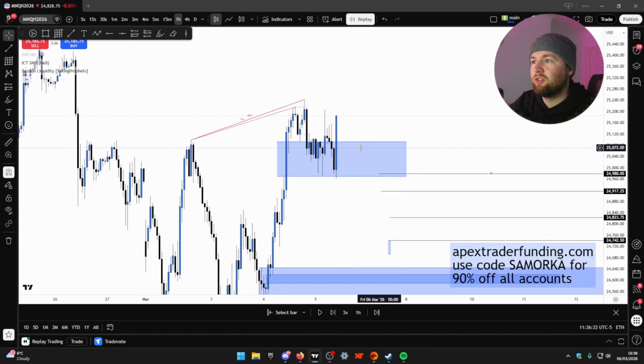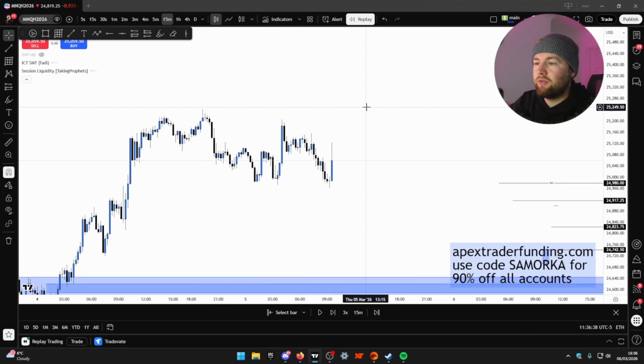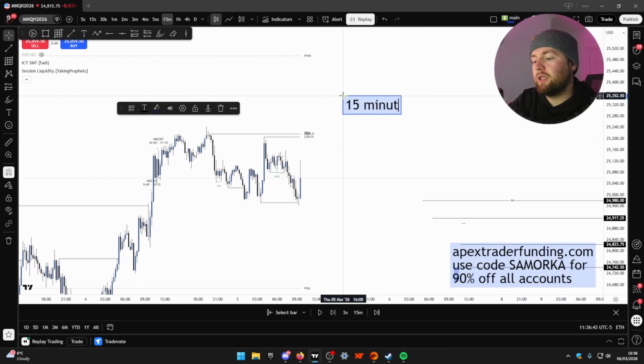We are reacting from a 1 hour bullish fair value gap. All right, and that's perfect. Right, now we want to drop to the 15-minute time frame. All right, 15-minute time frame.